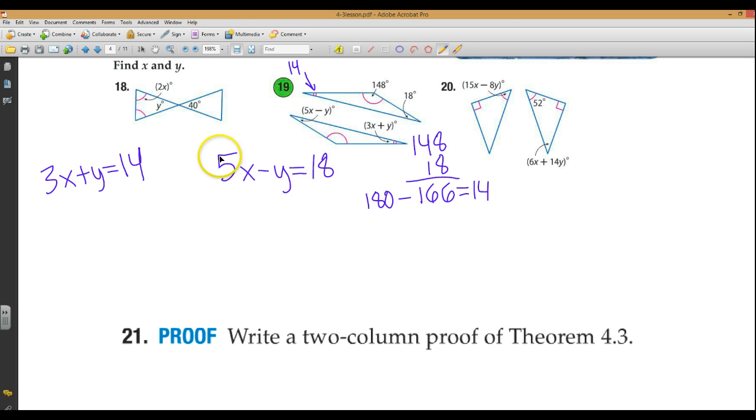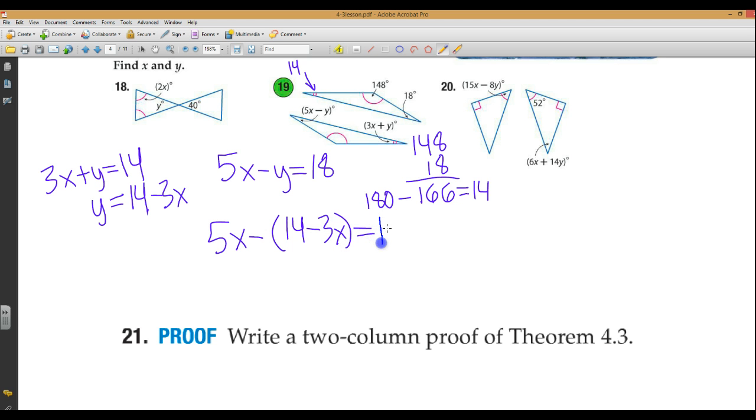So we end up with a system of equations here with two variables, two equations. So we can use substitution. We can solve this equation for y, subtract 3x from both sides, and y is equal to 14 minus 3x. Now we can substitute 14 minus 3x in place of y in this other equation. So now we would have 5x minus y, where y is 14 minus 3x equals 18. So if we distribute the negative sign, we have minus 14 and plus 3x.